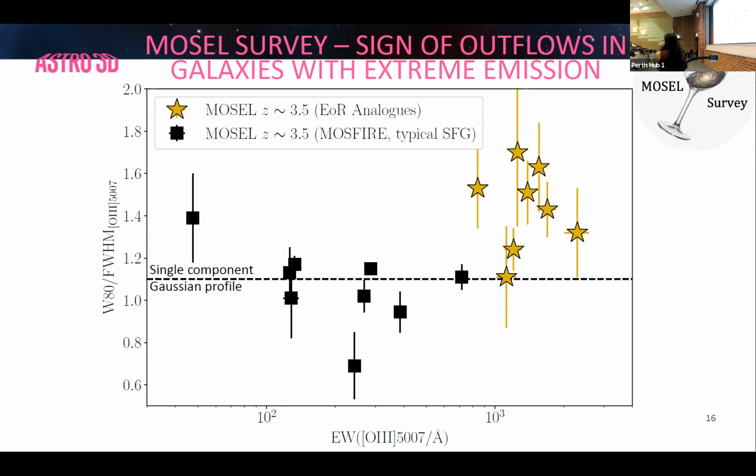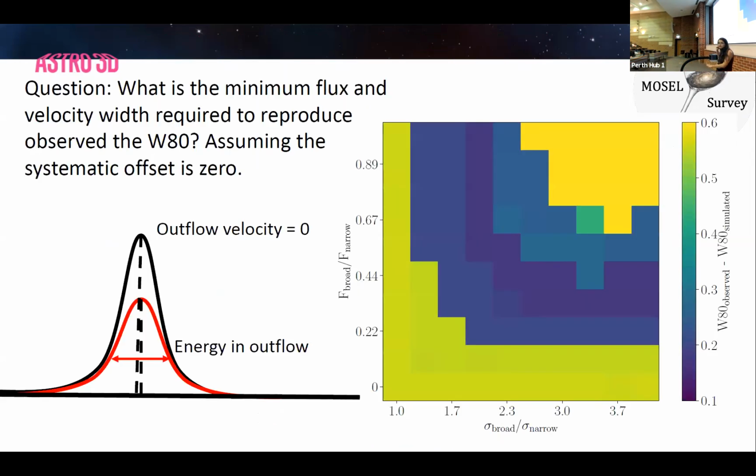Basically, what this analysis shows is there may be some sign of outflows in these extreme emission line emitters. I do a simple calculation to see if I can recover the flux and velocity within this W80 parameter, and we see that almost all of these O3 galaxies with full width half maximum greater than 1000 require at least 20% flux in the broad component to reproduce the observed W80 parameters. Right, and I'm going to stop here.